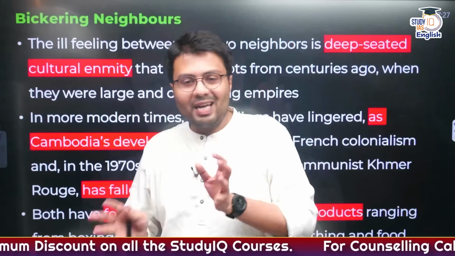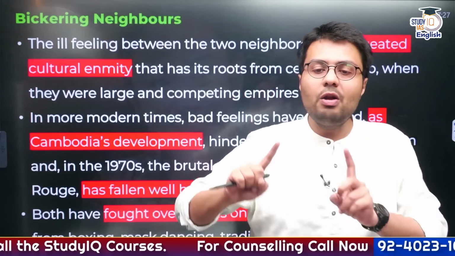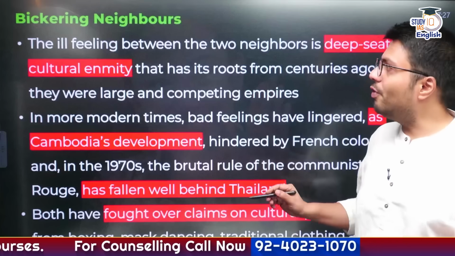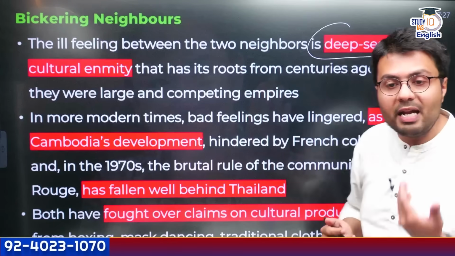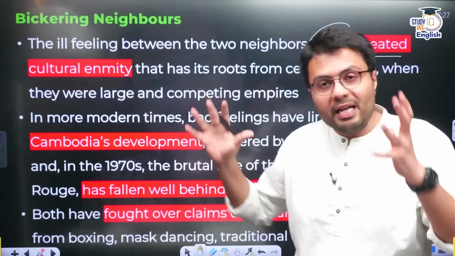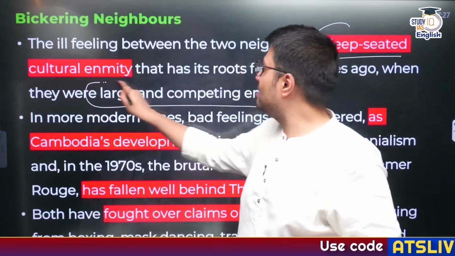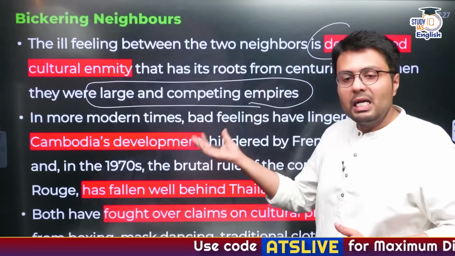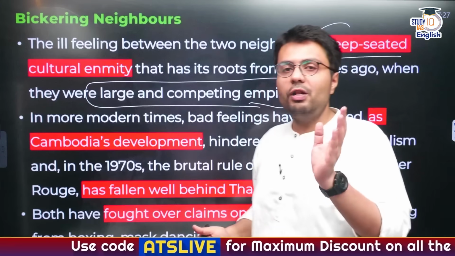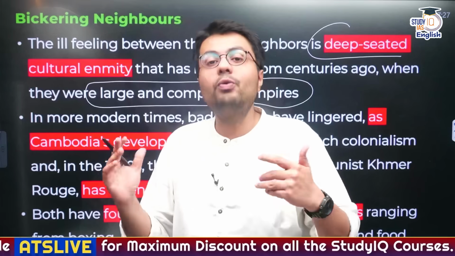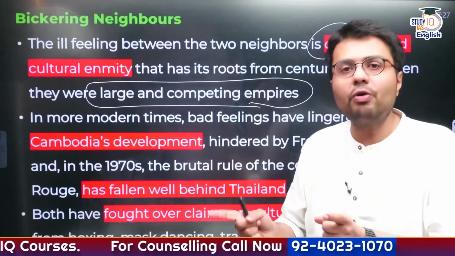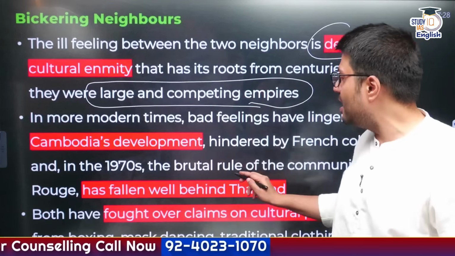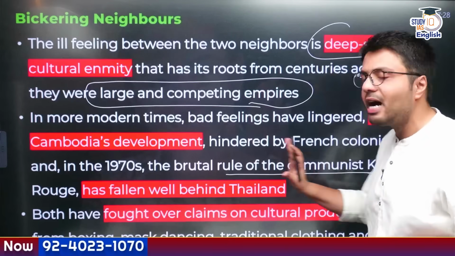Now, these two countries are actually rivals of each other, sharing a long rivalry. First of all, the ill feeling between these two countries originates from a deep-seated cultural enmity, because for centuries these countries have competed as large and competing regimes. Now in modern times, the developmental levels of Cambodia and Thailand are quite different. As I told you, Cambodia for a long time was under French colonial rule, and after it got independence from the French colonial rule, Cambodia fell under the brutal rule of communists, that is the Khmer Rouge regime.